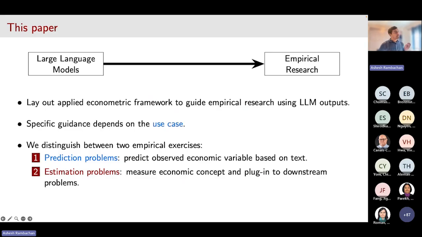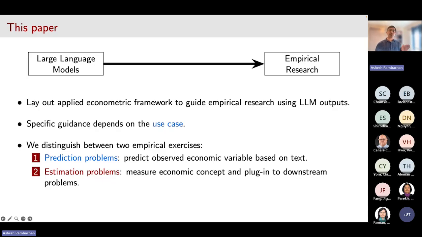And in particular, this applied econometric framework has been built up across a variety of papers spanning econometrics, statistics, and data science more broadly. And really, this framework is going to provide guidance that depends on the specific use case researchers have in mind. So in particular, I'm going to distinguish between two types of empirical exercises.